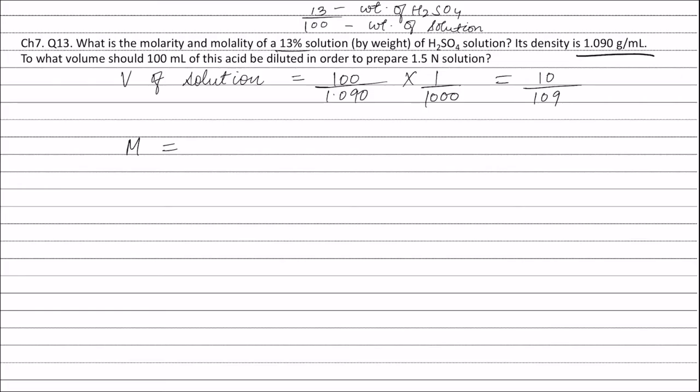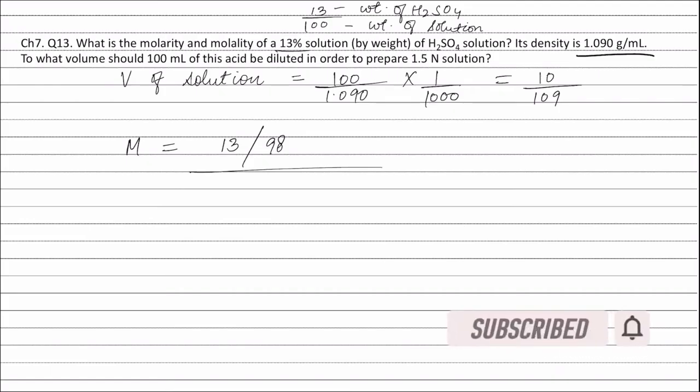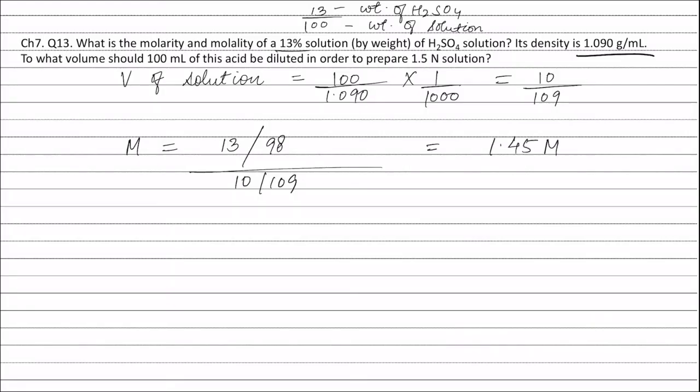Now moles of sulfuric acid will be equal to weight of sulfuric acid, that is 13, divided by molecular weight of sulfuric acid, that is 98, and dividing the moles of sulfuric acid by volume of solution, that is 10 by 109. Solving this equation, we get molarity of sulfuric acid as 1.45 M.